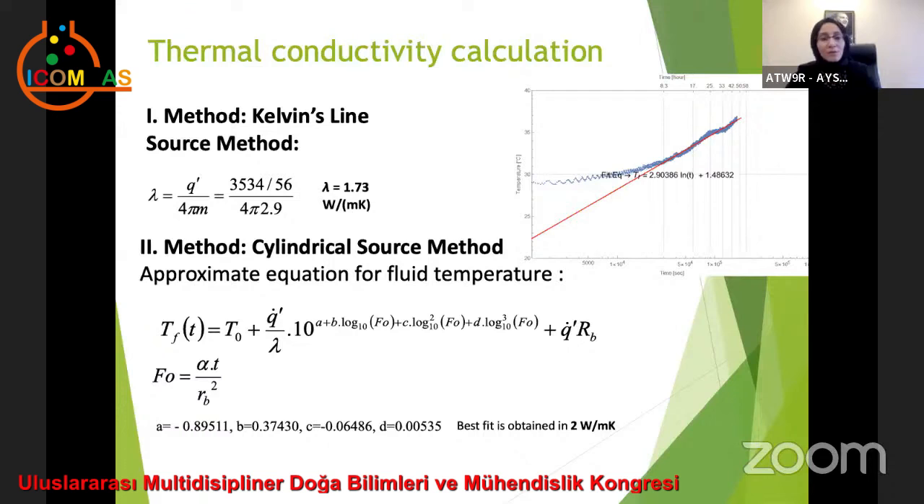And we also use the cylindrical source method, and this is the approximate equation for fluid temperature. First of all, we estimate the fluid temperatures, and then we compare these temperatures with our experimental results.